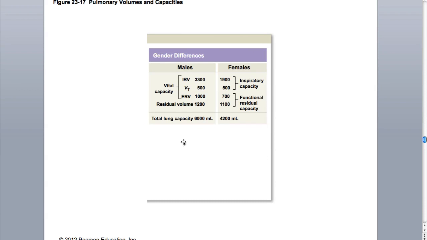Okay. I don't care for this. I do want you to know that the total lung capacity is typically around 5 to 6,000 mils. Okay. So I want you to know it's around 5 to 6,000 mils. I do want you to know that. So total lung capacity around 5 to 6,000 mils.